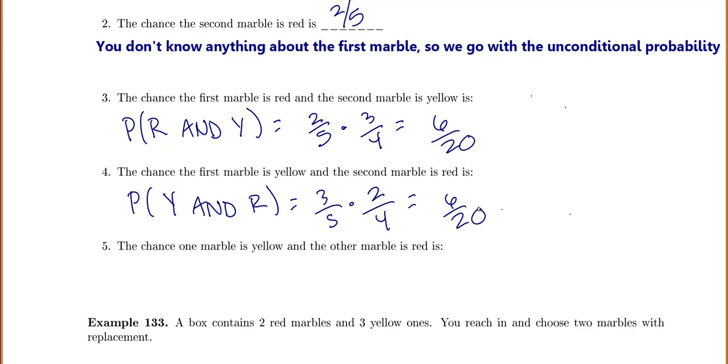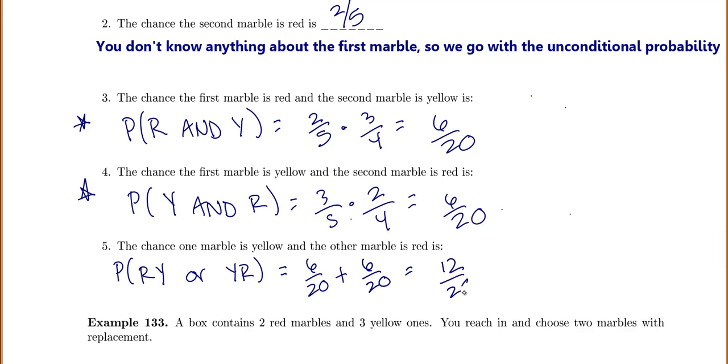Okay, number 5, the chance that one marble is yellow and the other marble is red. So now they don't care about the order. So technically this means I could do red, yellow, or yellow, red. And notice we found those 2 probabilities in numbers 3 and 4. If I wanted a red, yellow, that would be 6 out of 20, and the yellow, red is 6 out of 20, so that gives me 12 out of 20.